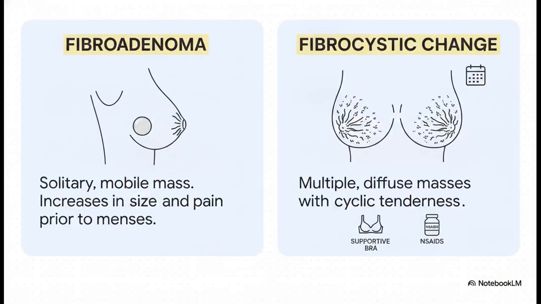When dealing with benign breast disease, differentiate things by cyclicity and focality. Fibrocystic change gives you this diffuse, bilateral cyclic tenderness without a focal mass, which you treat conservatively with a supportive bra, NSAIDs, and reassessment after menses. On the flip side, a fibroadenoma is a mobile, well-circumscribed firm mass, usually in younger patients. You observe in adolescence when it's classic, but you definitely image persistent masses.